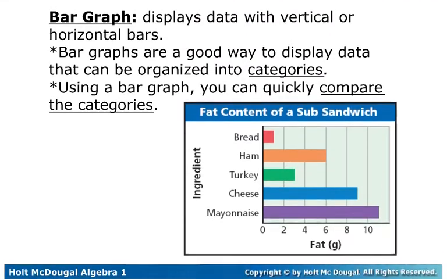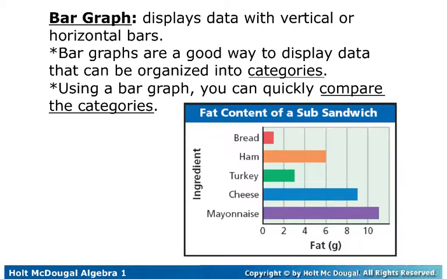Alright, so the first thing we're going to look at, and you've probably seen these, are bar graphs. Bar graphs officially display data with vertical or horizontal bars. So here's a horizontal one down here. Bar graphs are a good way to display data that can be organized into categories. So here you are with the categories of ingredient. And then, of course, using a bar graph, you can quickly compare the categories because you can see which one's taller, which one's shorter, all that good stuff.